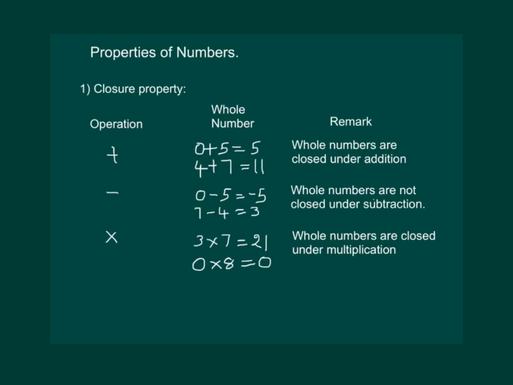Now let us check for division. If we take two whole numbers 5 and 8 and divide 5 with 8, we get 5 by 8, which is a rational number and it is not a whole number. So we can say that whole numbers are not closed under division.